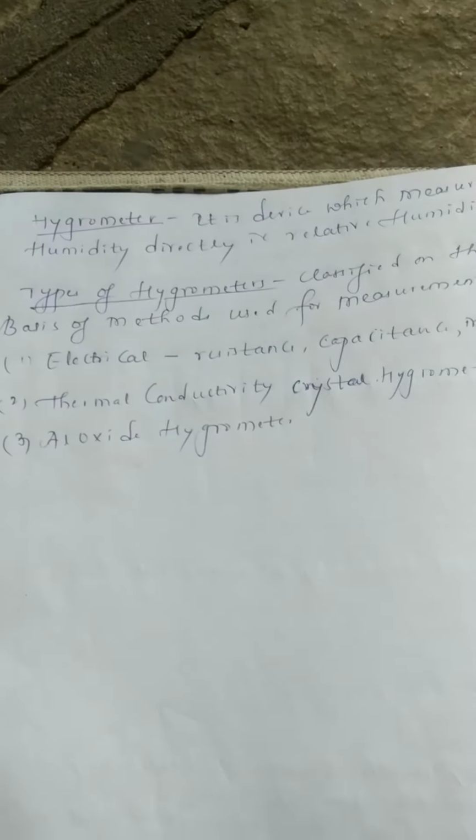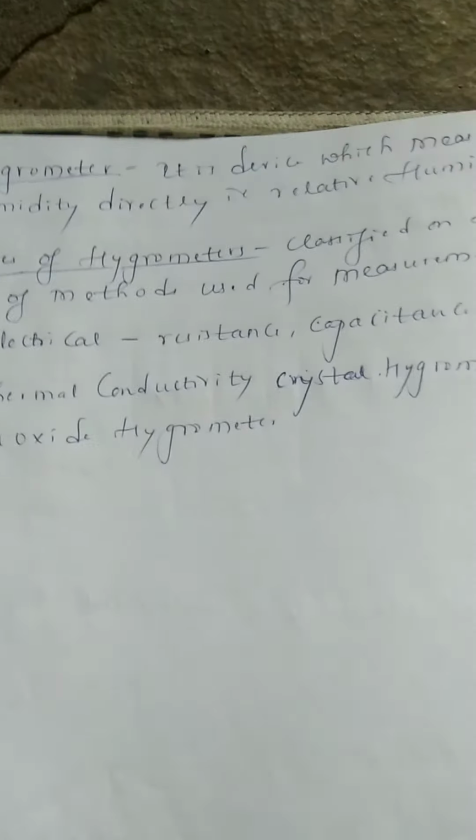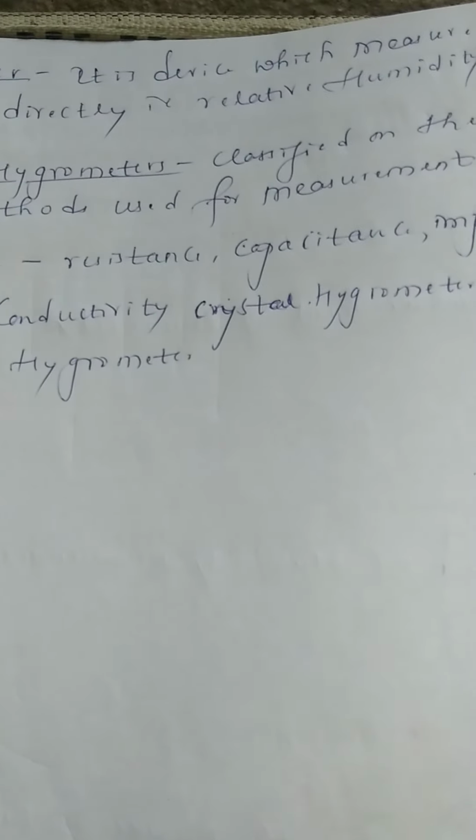Next, there is one instrument to measure the humidity, that is the hygrometer. A hygrometer is a device which measures the humidity directly, that is called relative humidity. Next, types of hygrometer. It is classified based on the methods used for the measurement. First one, electrical, in which we measure the resistance, capacitance and impedance. Second one is the thermal conductivity, crystal hygrometer, and third one is the aluminum oxide hygrometer.